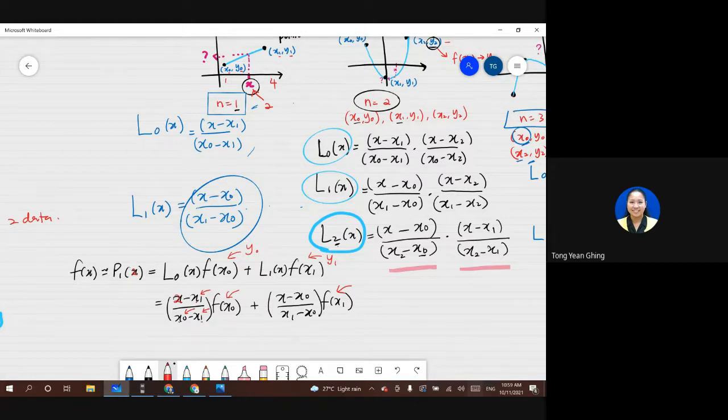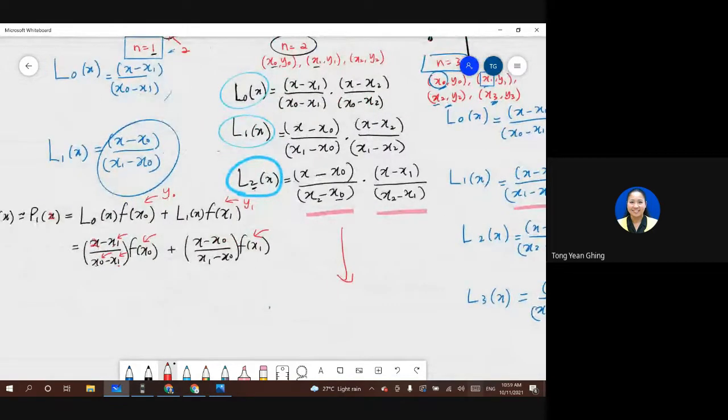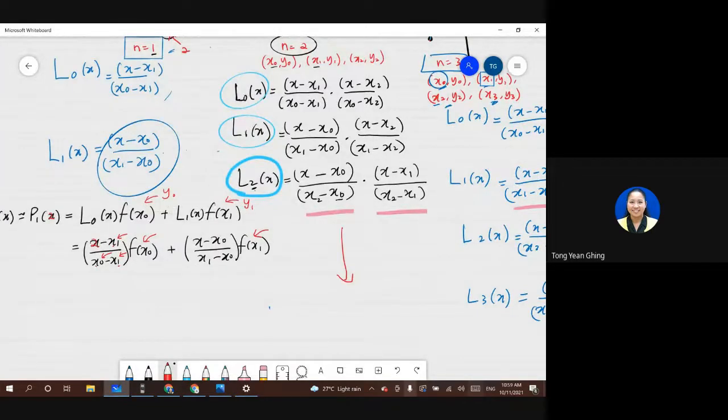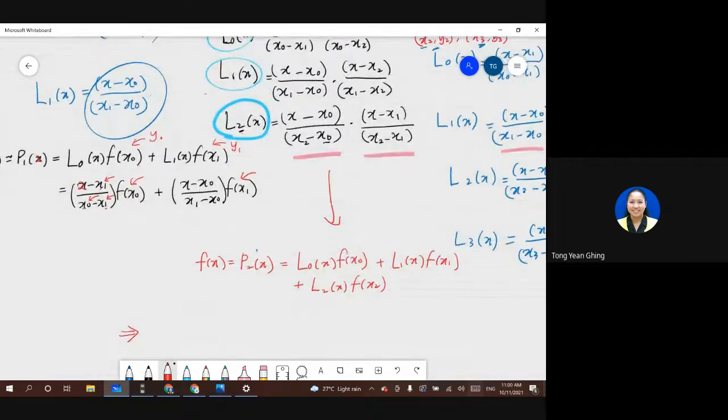So if let's say we have 2 data points, that means our quadratic approximation, the function will become like this. f x equal to P2 x, equal to L0 x times f x0, plus L1 x times f x1, plus L2 x times f x2.